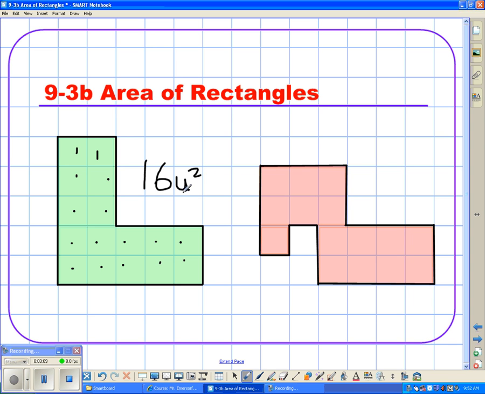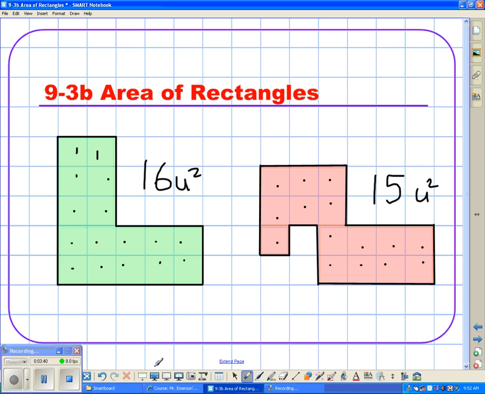We use square units because the dimensions of the figure are not labeled with a measurement. We don't know if we're talking about inches, centimeters, miles. We don't know what it is. And the same thing here with the pink figure. We just count the number of squares that the figure encloses. 1, 2, 3, 4, 5, 6, 7, 8, 9, 10, 11, 12, 13, 14, 15. So the area of this pink figure would be 15 square units.